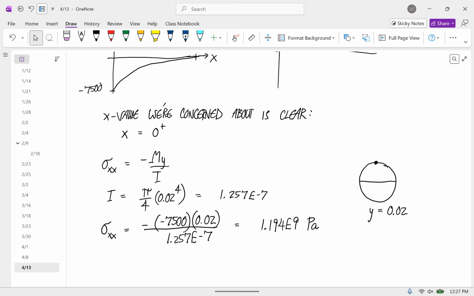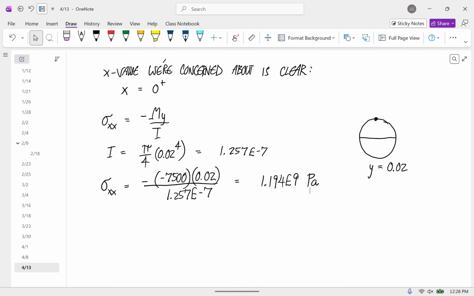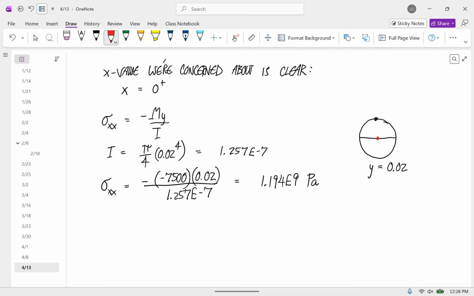Any questions about that? Wait, how do you know y was, so for a circular, is y just always the radius? Well, what y means is how far above the neutral axis you are. And so since this is a circle, if you're going from the center to here, that's the definition of the radius. Any other questions?